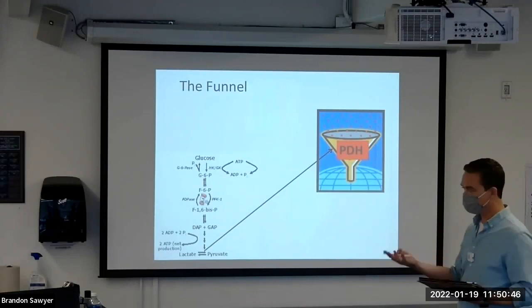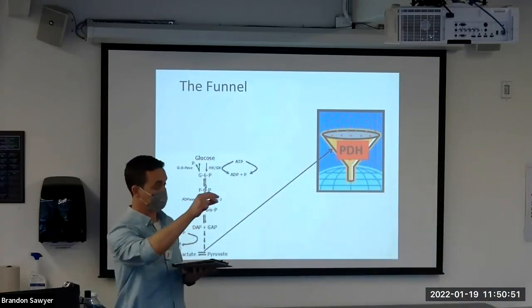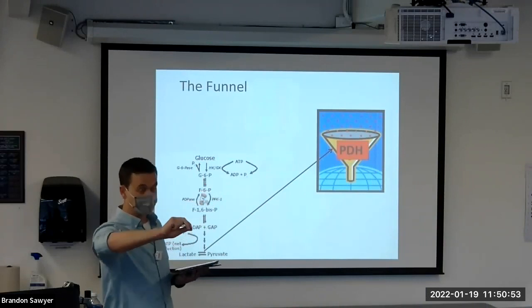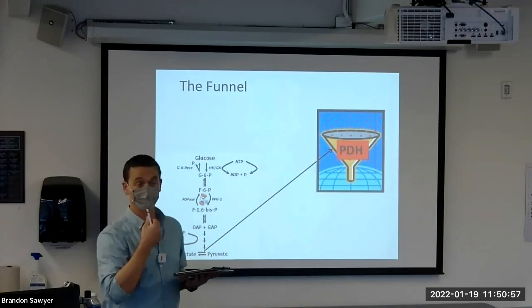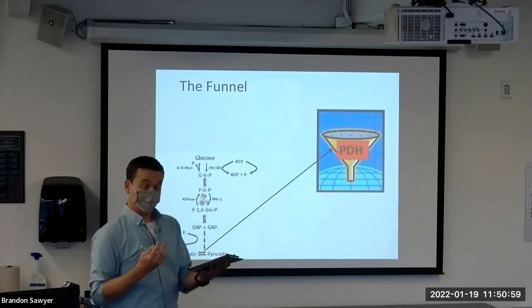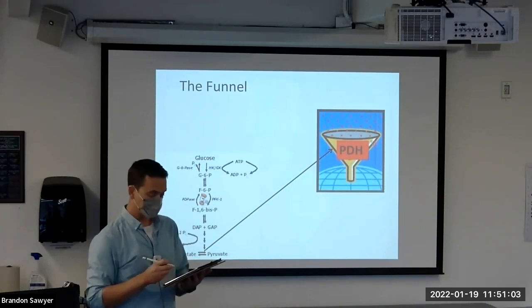Okay, so let's look at this idea of a fork in the road for pyruvate, right? We talked about how pyruvate has to go either through LDH, which turns it into lactic acid, or PDH, which turns it into acetyl-CoA, and that's going to dictate which system we use. And so the way I like to think about this is in terms of a funnel.